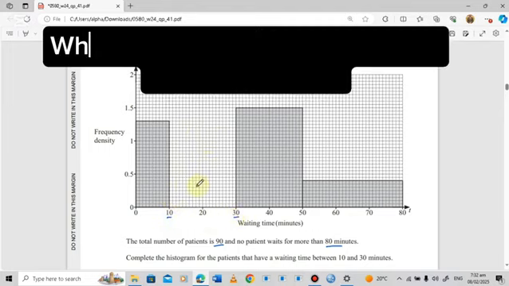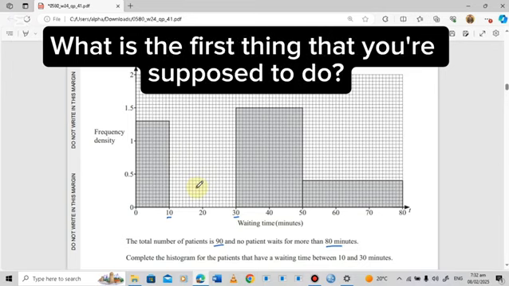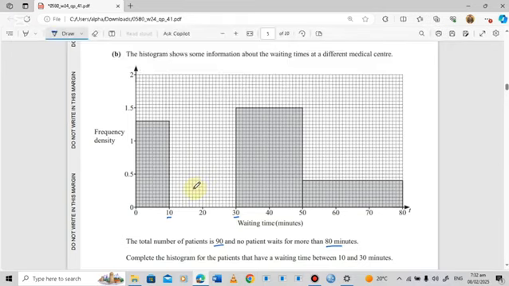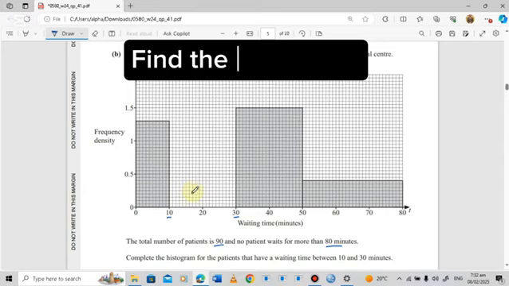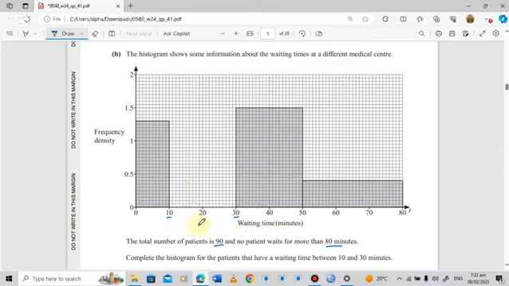All right, so what is the first thing that we are supposed to do? The first thing that we are supposed to do is to find the frequency so that we use that frequency to find the frequency density. We are going to use the formula frequency density is equal to frequency divided by class width. So this is a formula that we are going to use.